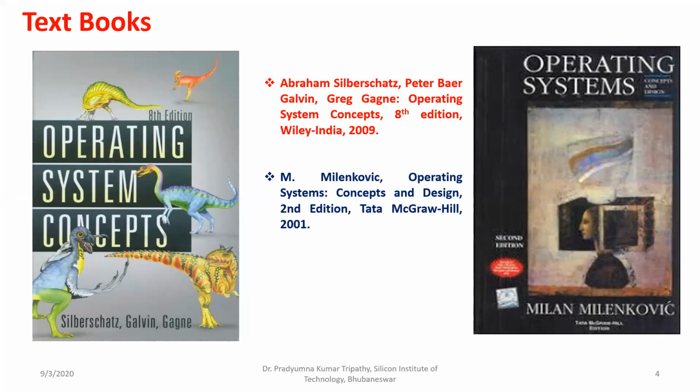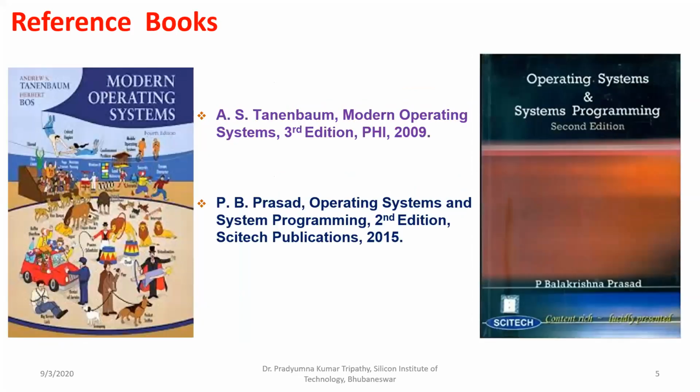Correct? So these are the 2 textbooks, and now the reference books. The first is Modern Operating Systems by Tanenbaum, a PHI publication, and P. B. Prasad, Operating System and System Programming, a SciTech publication. It's by an Indian author, but that also is a good book. These 2 are given as reference books. Besides that, if you want additional books, you may go for Dhamdhere, Ashok Dhamdhere, which is a good, standard book on operating systems.